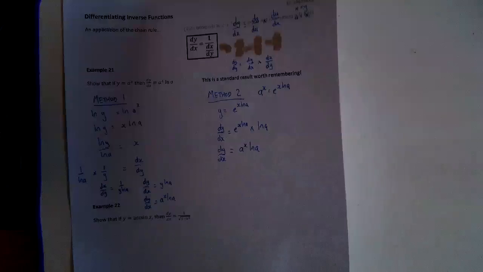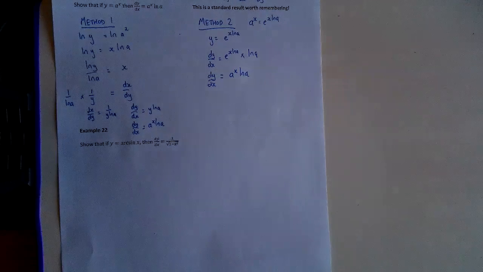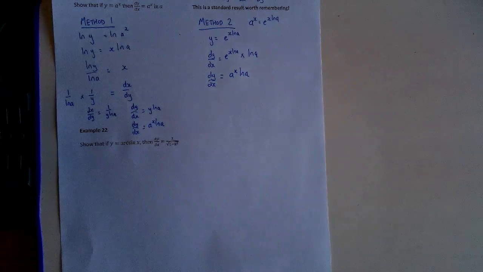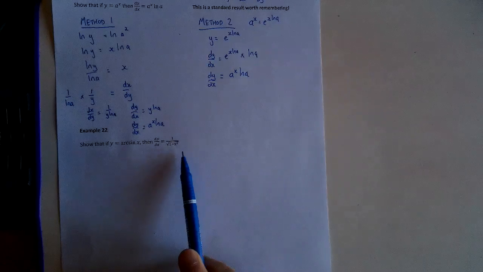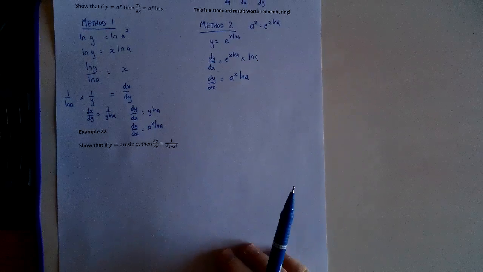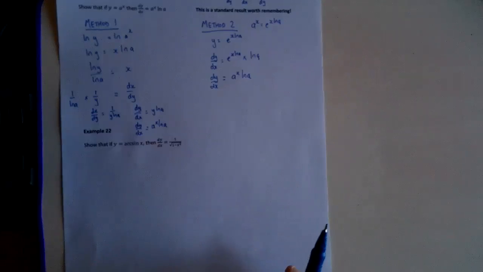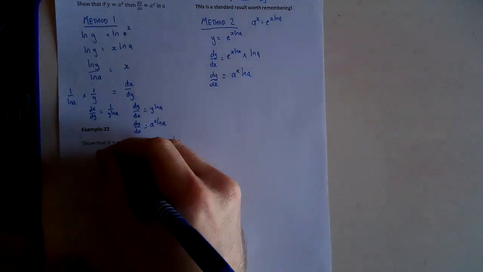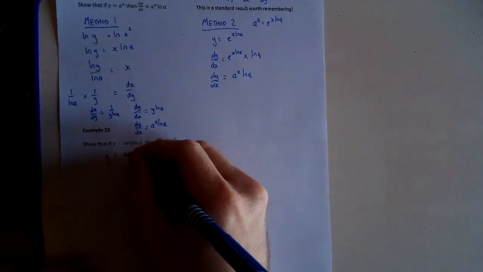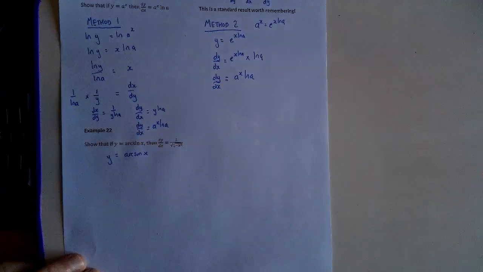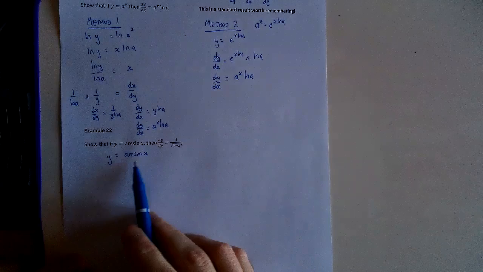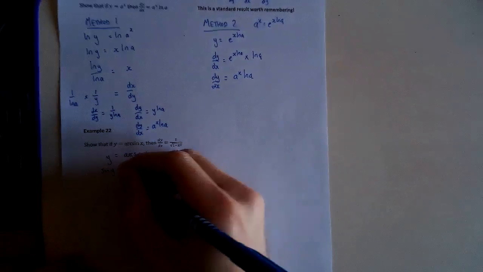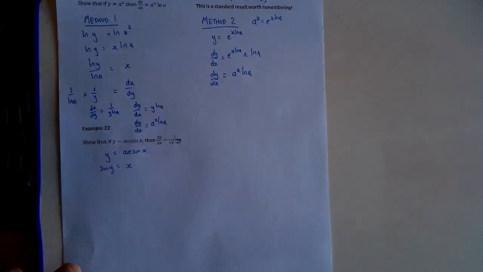Okay, but it does let us now differentiate some inverse trig. So here we've got y equals arc sine x. You have to show that dy by dx equals this fraction here. So we've got y equals arc sine x. So our first method is going to be get rid of this arc sine. So if I do sine on both sides, I get sine y, and sine and arc sine will cancel out. So I just get that.